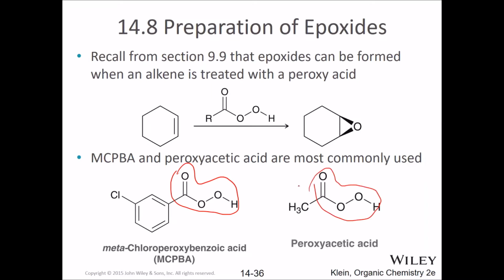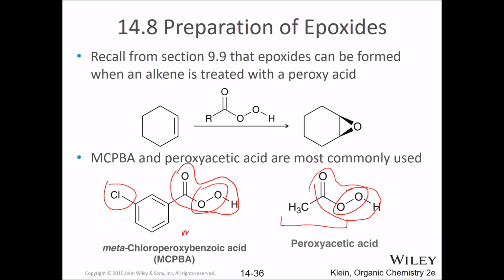Can you see why that would be called peroxyacetic acid? Right, that looks like acetic acid. And this looks like benzoic acid in a way, metachloroperoxybenzoic acid, but it's peroxybenzoic acid. There's our peroxy right there. So the two agents we use are MCPBA and peroxyacetic acid.